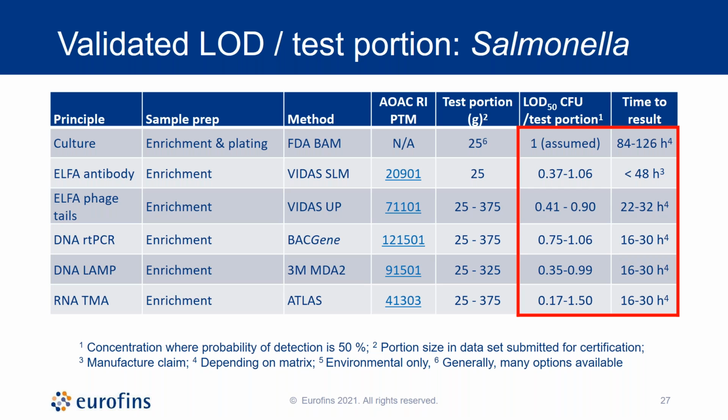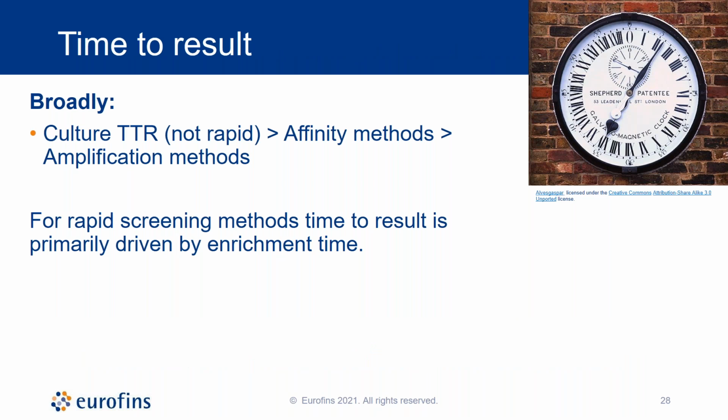If you look at the furthest right-hand column, you see that as we go down the table, we go from 100-hour or so detection by culture, to a couple of days by an antibody method, to a day or less than a day as we go through the molecular methods. And practically what's happened is that developers have traded sensitivity for reduced enrichment time and therefore a faster time to result. Next slide, please. And we see there time to result longest from culture, then the affinity methods, then the amplification methods, driven primarily by enrichment time.